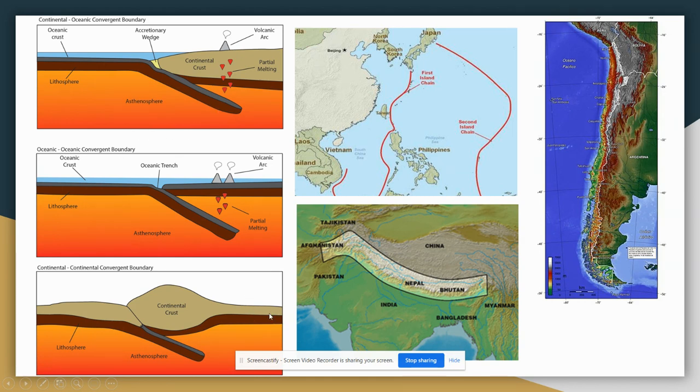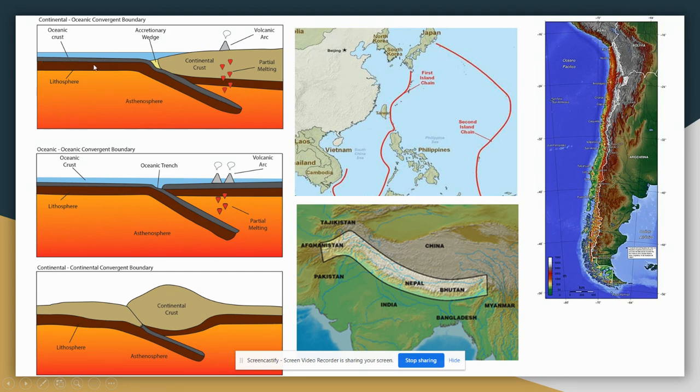Well, these are the three options. So you could have different types of crust. Continental crust has thicker, denser crust at the bottom, but then it has a thick area of less dense land. Land is just less dense crust than ocean crust.